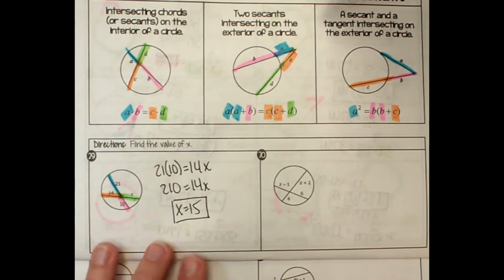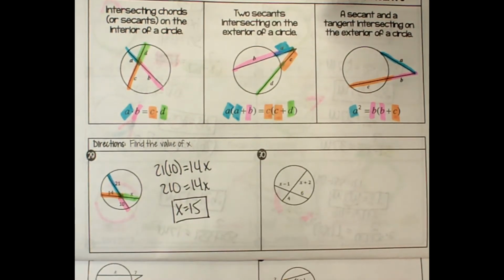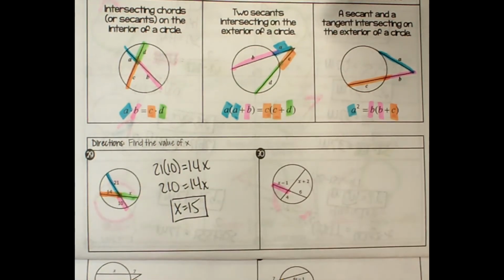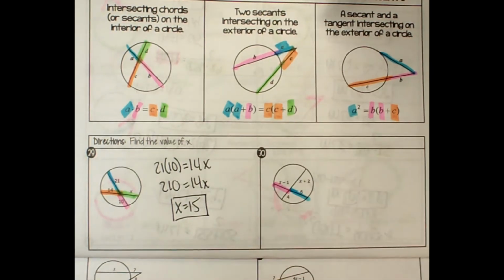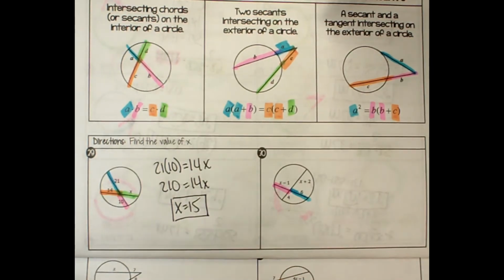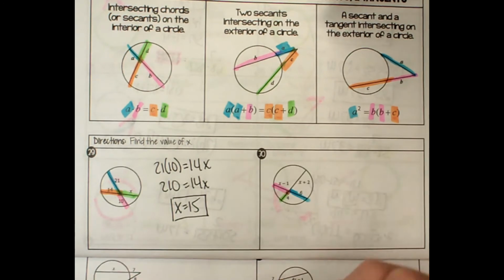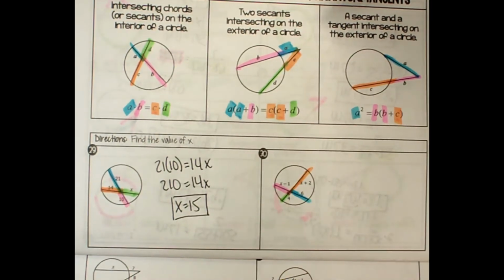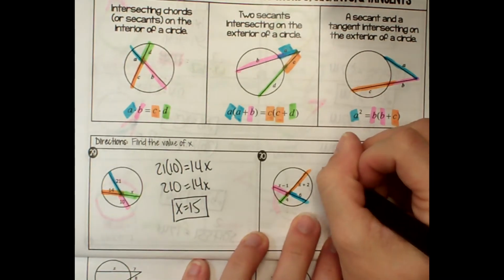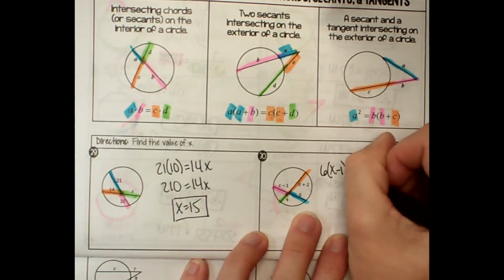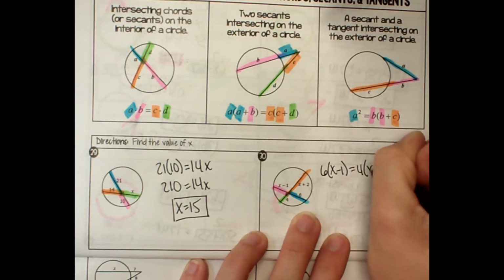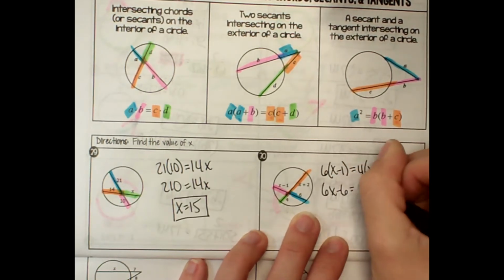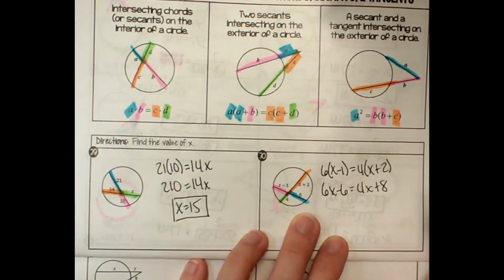Looking at number 30, it's the same thing. Highlighting, these two go together, and then these two go together, as long as you recognize that they lie on the same line. You would have 6 times x minus 1 is equal to 4 times x plus 2. Then you distribute, you have 6x minus 6 is equal to 4x plus 8. And then you have to solve.